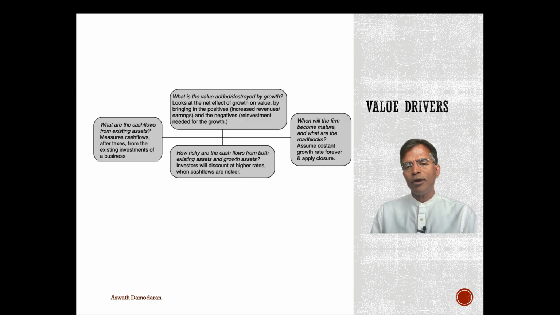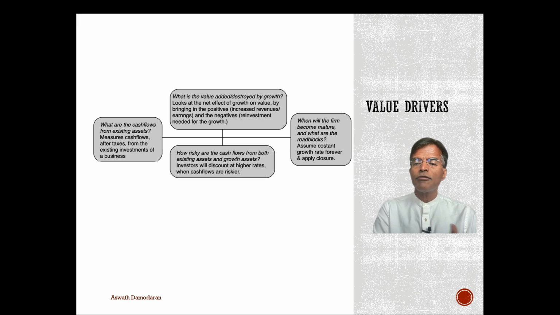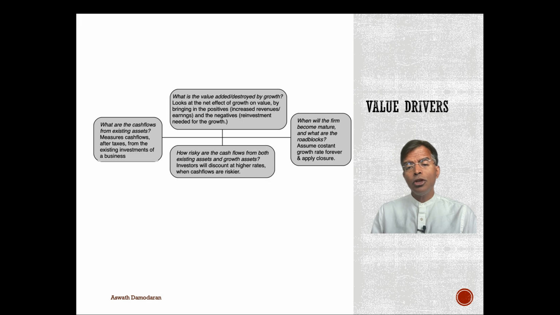Ultimately, though, if you're doing valuation of a business, the drivers of value are just fourfold. The first is, what are the cash flows you're getting from your existing investments as a company? Presumably, you can get some of the answer to that question by looking at existing financial statements and what the company has on the ground. The second question you've got to ask and answer is, what is the value that you're going to add or destroy by your trying to grow in the future?